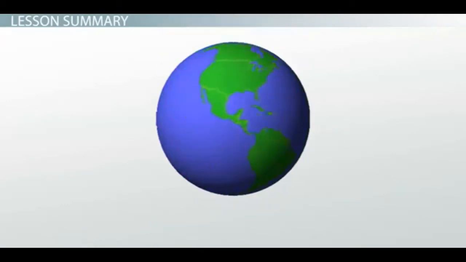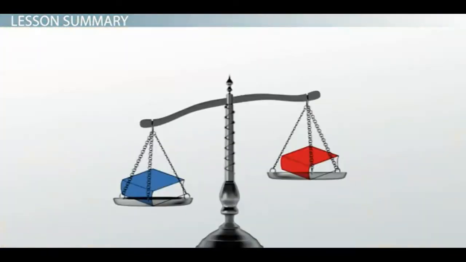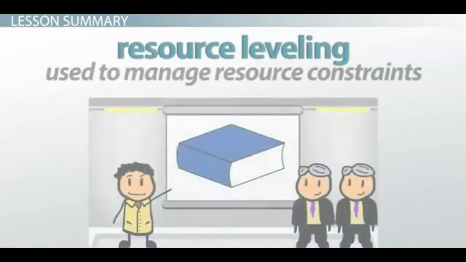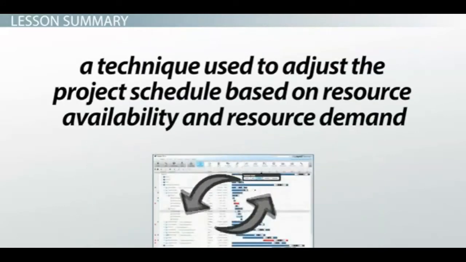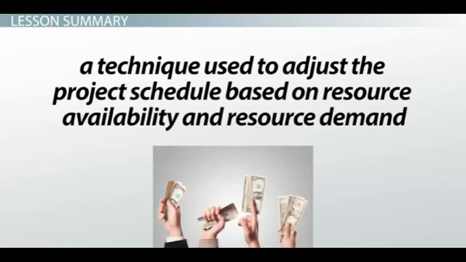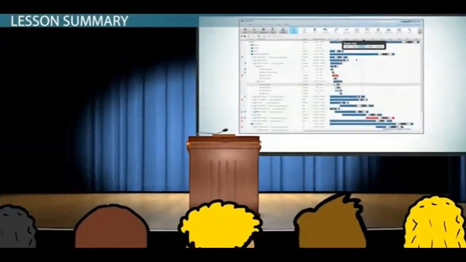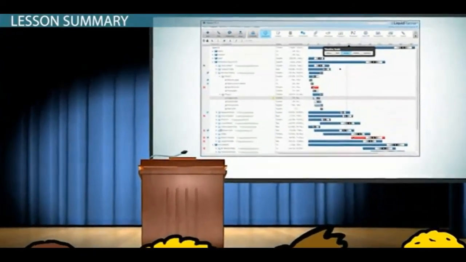You will normally find that projects have resource constraints, particularly when it comes to labor resources. A project management method called resource leveling is used to manage resource constraints. Resource leveling is a technique used to adjust the project schedule based on resource availability and resource demand. You will initially schedule your project in the most efficient manner and resource load the project schedule.